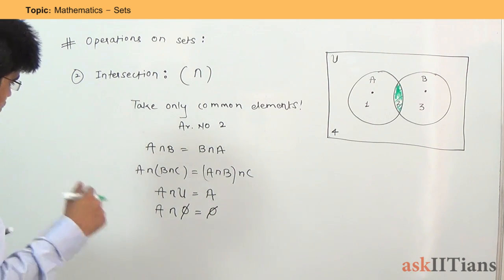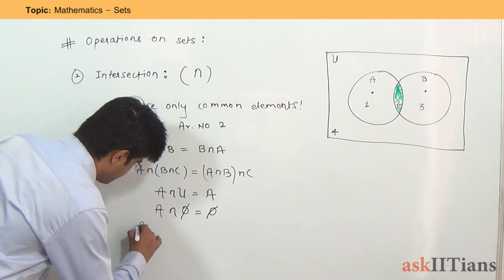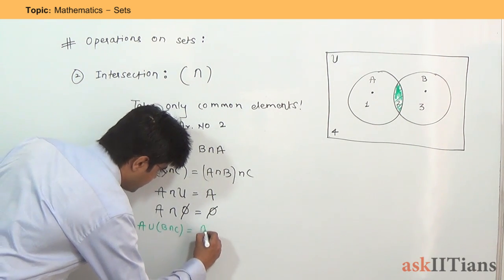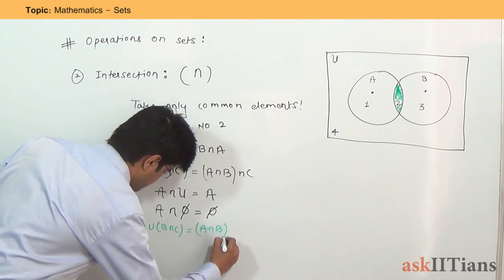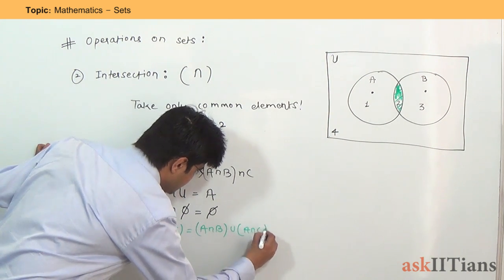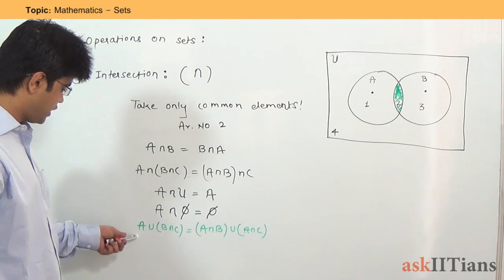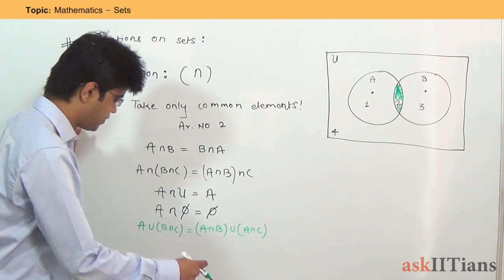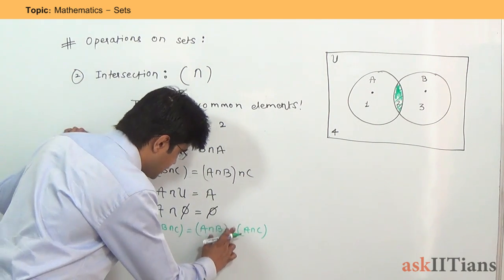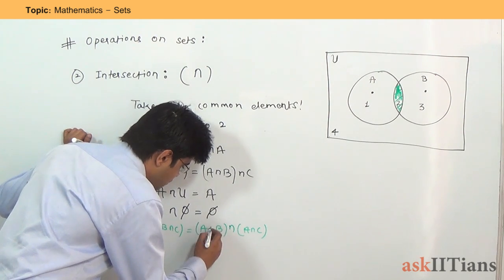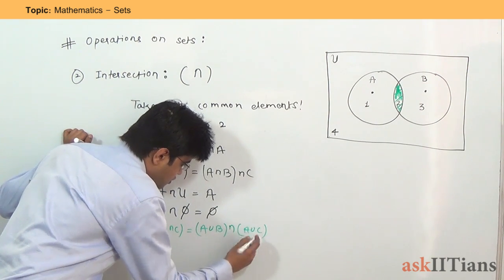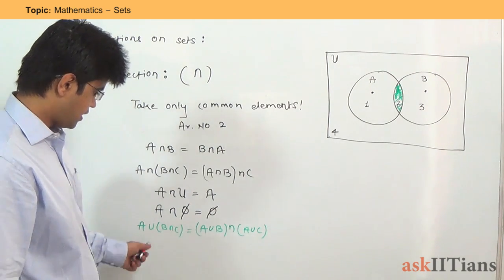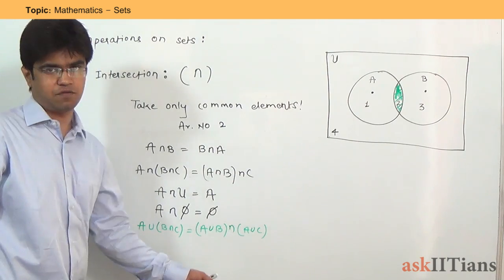Now, union and intersection follow a distributive law as well. For example, A union (B intersection C) is equal to (A union B) intersection (A union C). That means what? The A union operation we have distributed separately to B as well, and separately to C as well. So here there is an intersection and here there are unions. Actually B intersection C, we have distributed A union to B and then A union C, and then the intersection of both. So this is the distributive law.